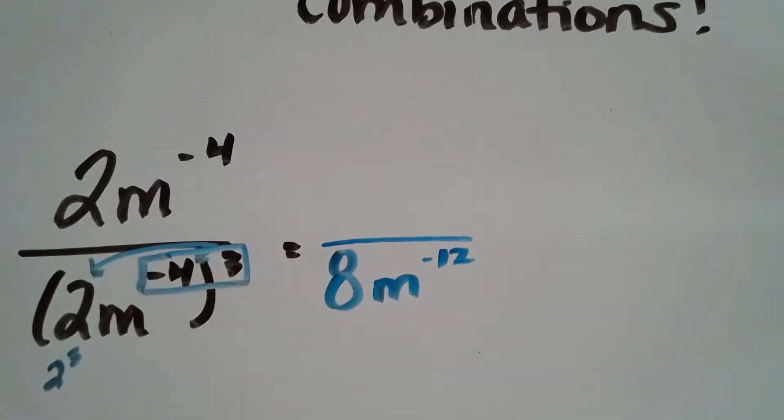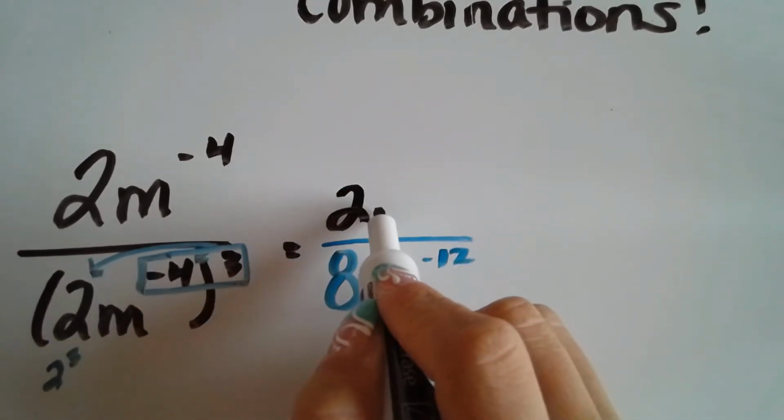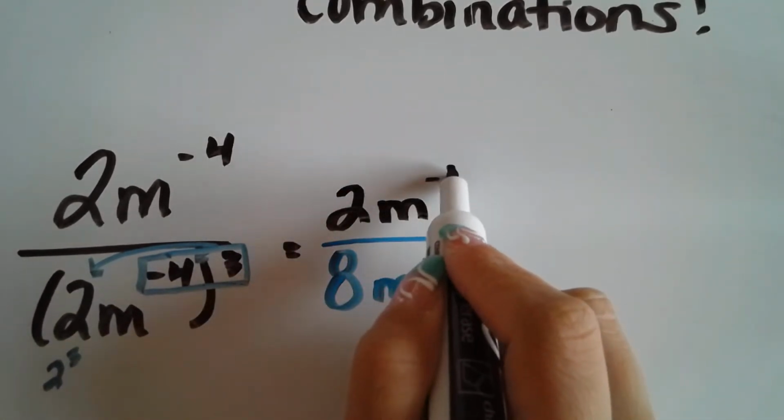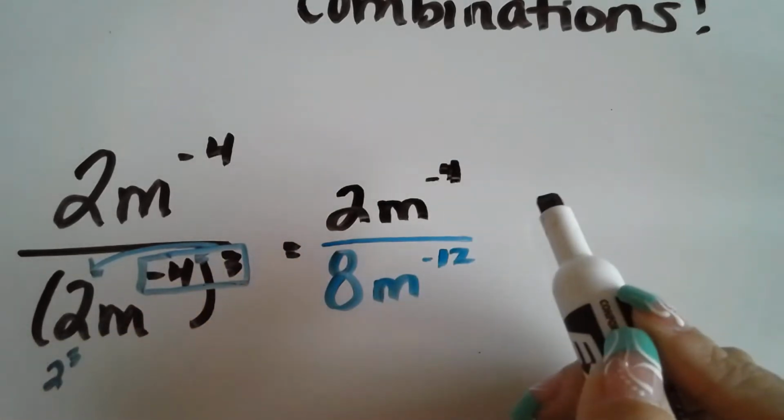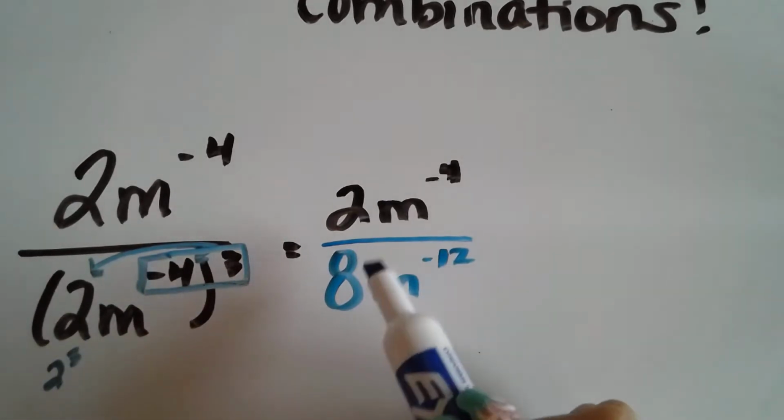Okay, so we didn't do anything to our numerator, so I'm going to go ahead and rewrite that. So it's going to be 2m to the -4th. Okay, now we are going to continue to divide or simplify.